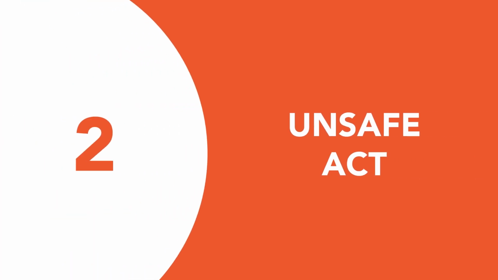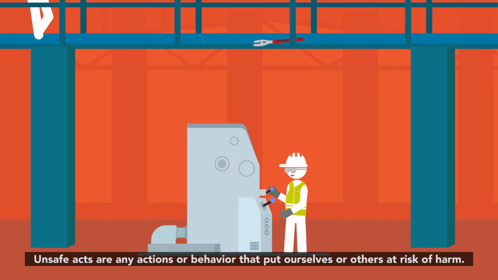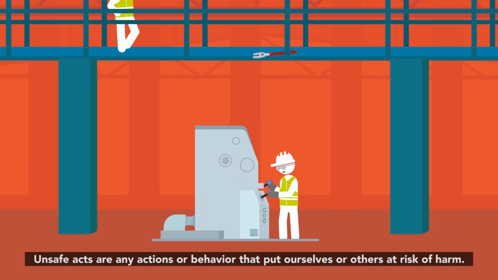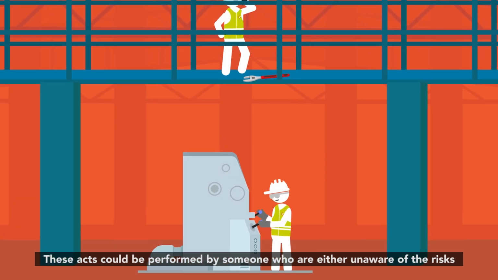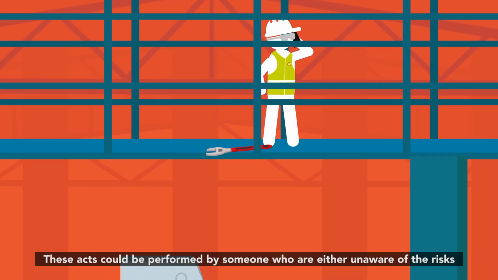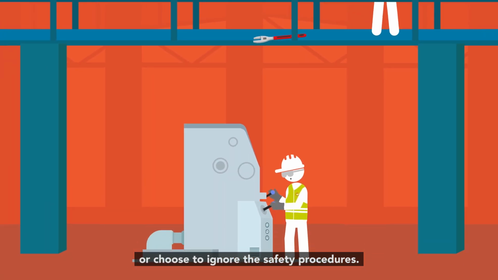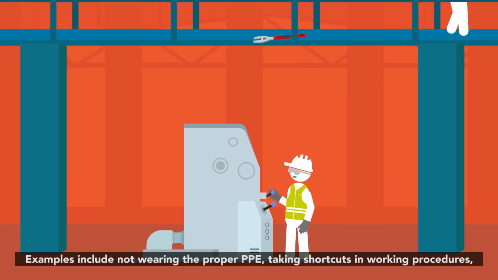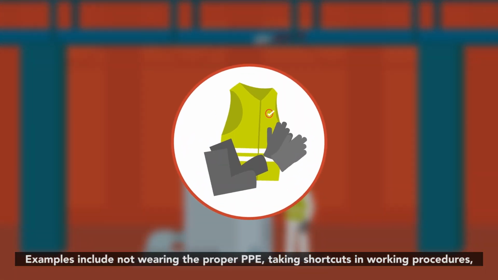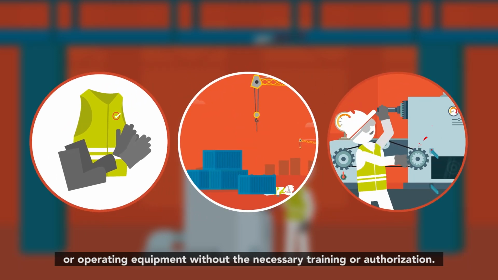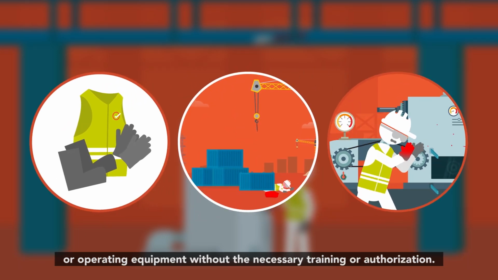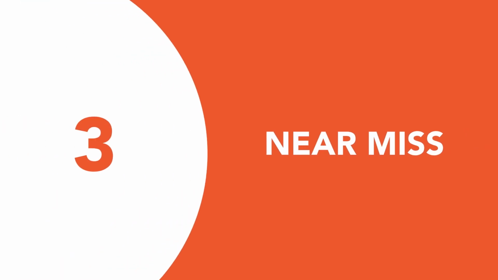2. Unsafe act. Unsafe acts are any actions or behavior that put ourselves or others at risk of harm. These acts could be performed by someone who is either unaware of the risks or chooses to ignore the safety procedures. Examples include not wearing the proper PPE, taking shortcuts in working procedures, or operating equipment without the necessary training or authorization.